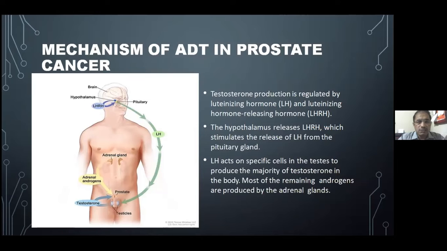Now, what is the mechanism of ADT in prostate cancer? Testosterone production is regulated by luteinizing hormone, and luteinizing hormone releasing hormone, which controls the luteinizing hormone. The hypothalamus releases LHRH, which stimulates the release of LH from the pituitary gland. LH acts on specific cells in the testes to produce the majority of testosterone in the body. Most of the remaining androgens are produced by the adrenal gland.